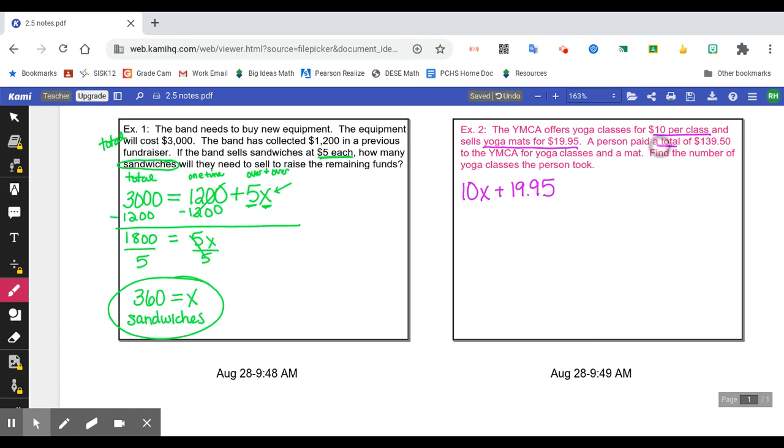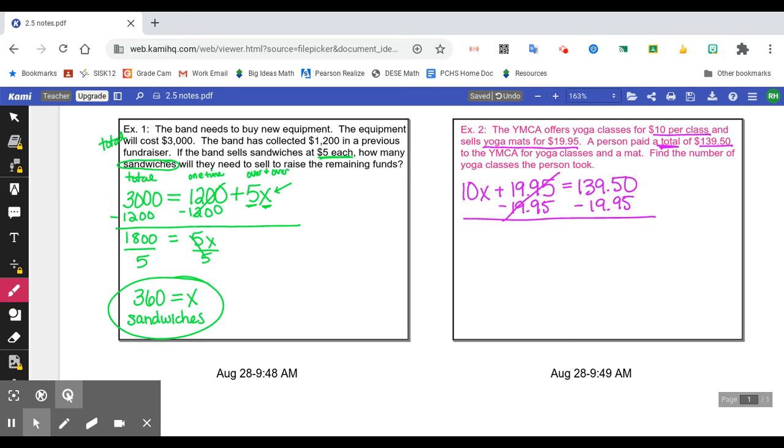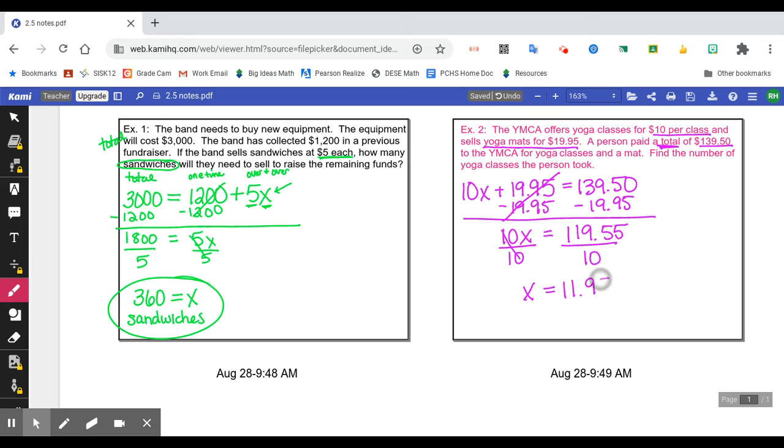A person paid a total of $139.50. So it tells you there that that is your total. And now we just need to solve for x. Okay? So subtract $19.95 from both sides. So we have 10x equals 119.55. Divide by 10, and x equals 11.955.